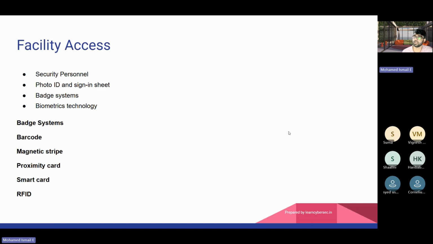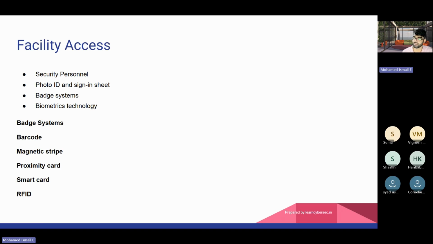Next, facility access. When you go and access any facility, it could be an office building or data center, right? You need to first meet the security personnel. If you have a prior appointment, they take the fingerprint or a webcam photo, right? The front desk takes the photo, then they give you a visitor pass, and only then can you enter the building. You need to show your photo ID, or if you are a regular visitor, they may give you a badge, which is tapped at the door, right?